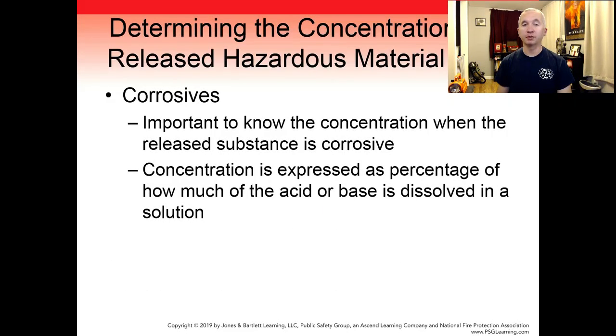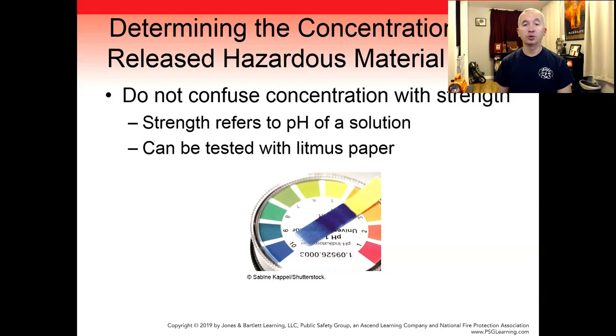With corrosives, for incidents involving corrosives, it is important to know the concentration of the released substance. Concentration is an expression of how much of an acid or base is dissolved in the solution. It is generally expressed as a percentage. Do not confuse concentration with strength. Strength refers to the degree of ionization that occurs in the solution as determined by its pH level. Litmus paper can be used to test the pH.